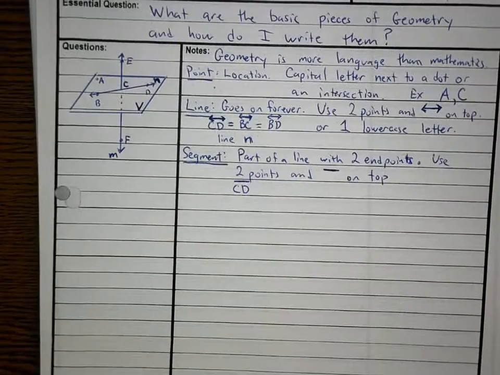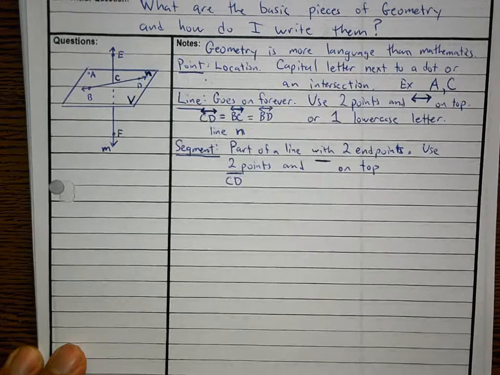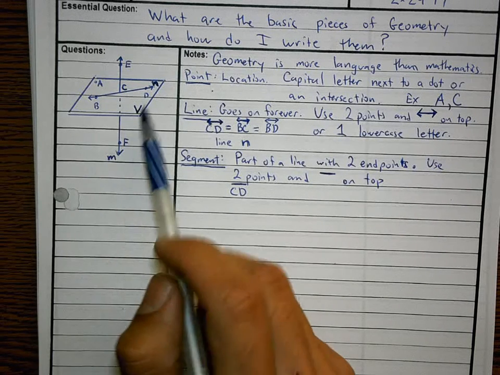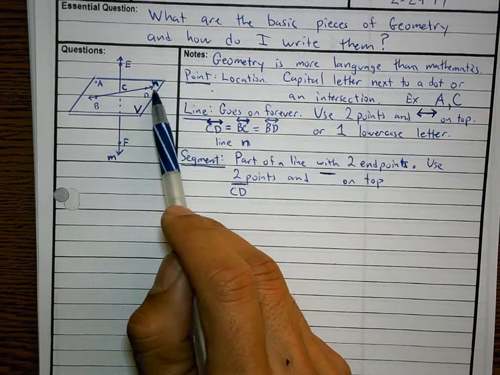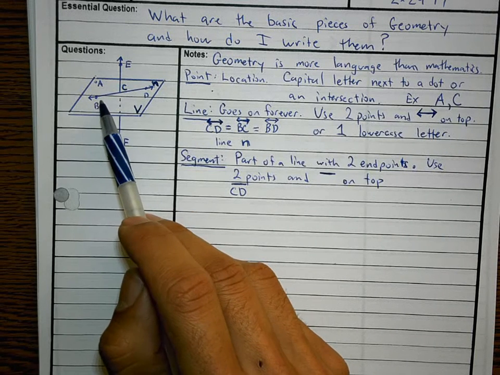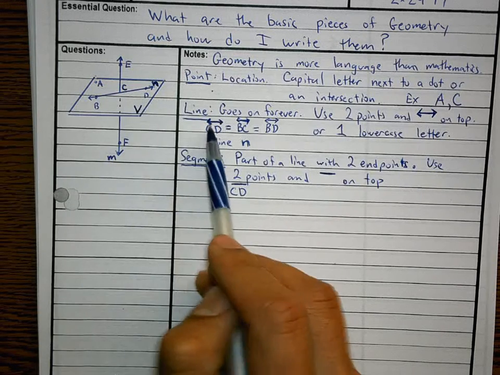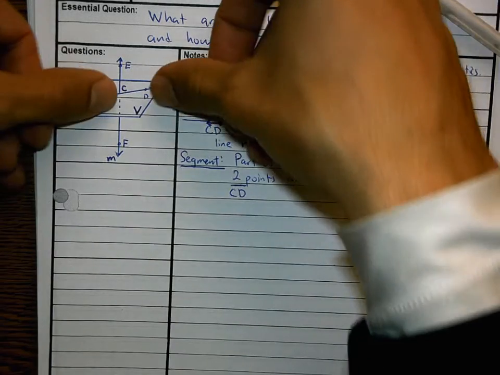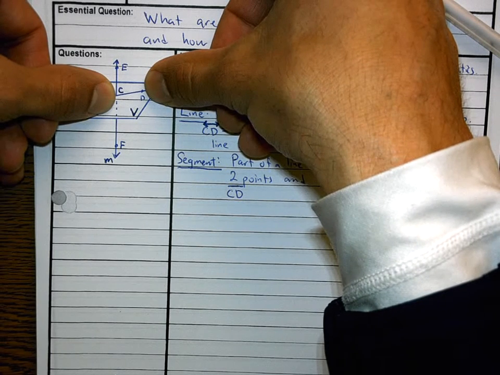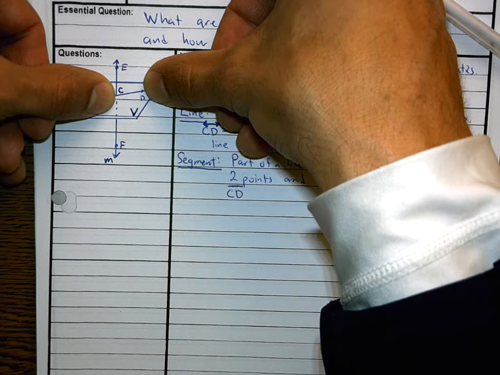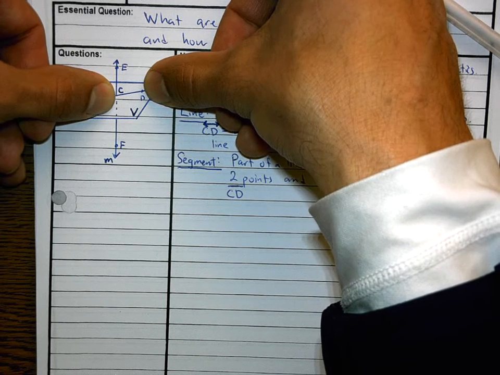Let me scoot that up a little bit. This is segment CD. But if you're looking at the picture, you might say, Mr. Paramo, this is a line. It goes forever. I see the arrows over here. Well, guess what? You don't have to just write it as a line. In your mind, you could see that there is a segment that is on that line. We're only talking about this piece of the line, segment CD.